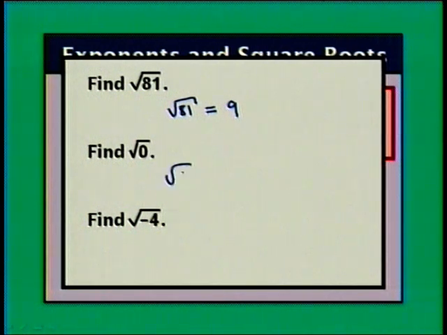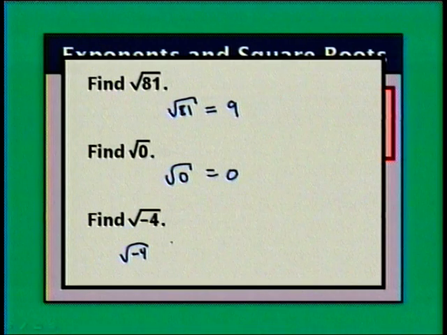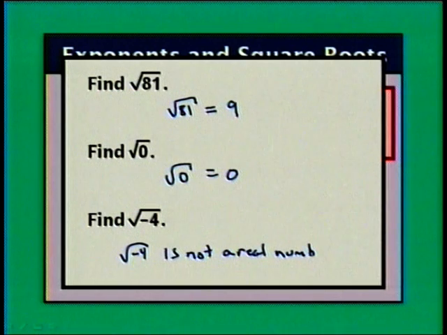How about the square root of 0? Well, there's only one number I can square that gives me 0. That's 0. How about the square root of negative 4? Well, let's think about this. If I square a positive number, I get a positive result. If I square a negative number, I get a positive result. If I square 0, I get 0. So at least as far as real numbers are concerned, there is no real number that I can square that's going to result in negative 4. So the square root of negative 4 is not a real number. You'll learn in later classes that there's another category of numbers that you can square that do give you negative results.